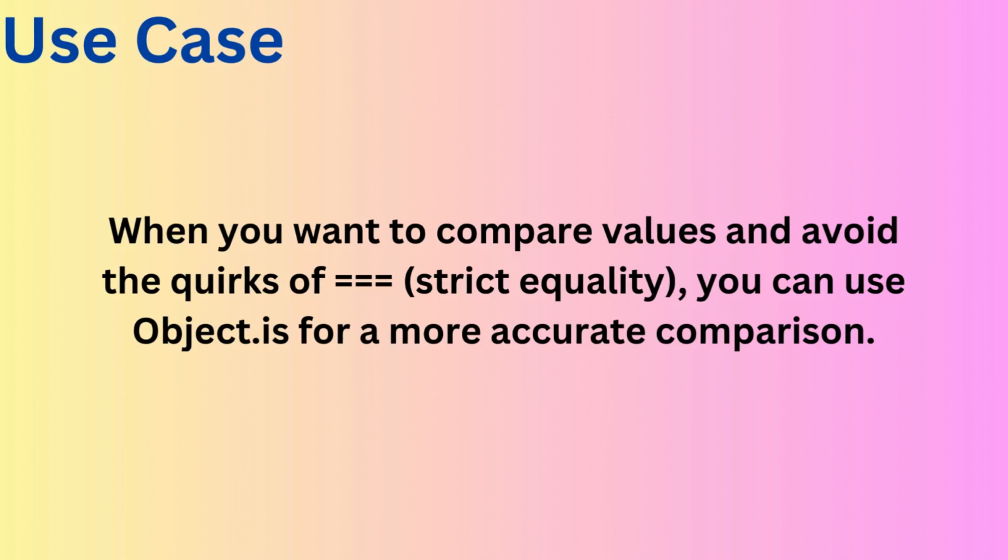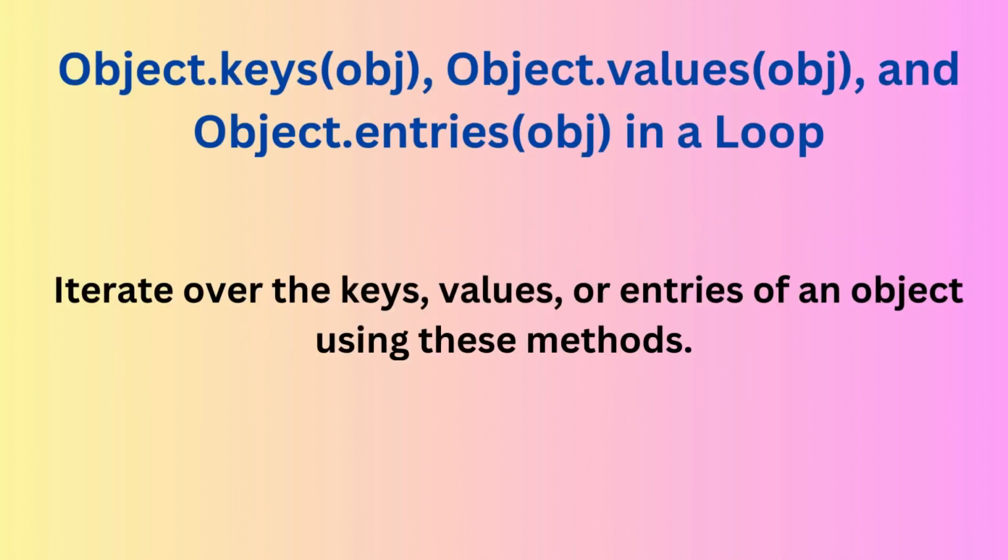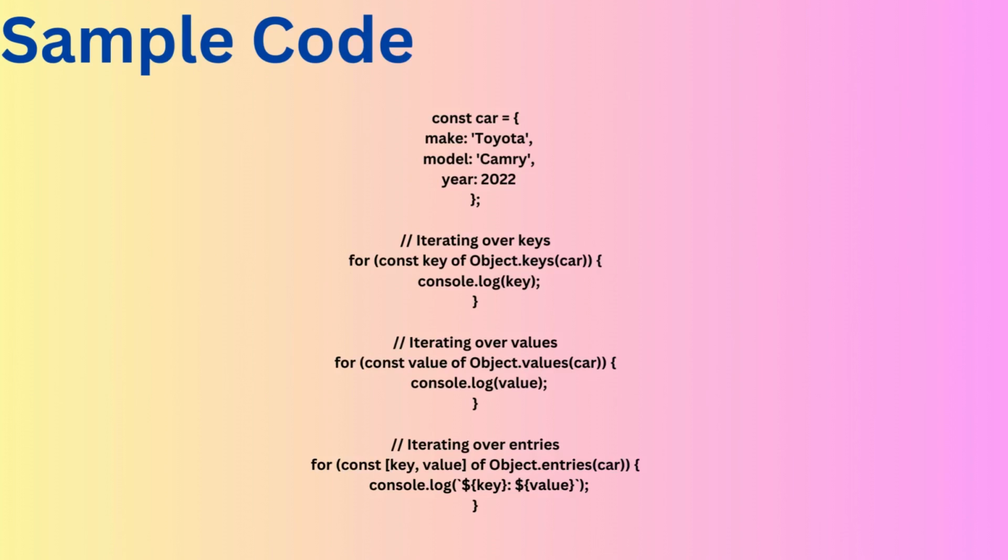Object.keys, Object.values, and Object.entries in a loop means iterating over the keys, values, or entries of an object using these methods. Use case: when you need to iterate over the properties of an object, these methods provide convenient ways to loop through keys, values, or key-value pairs.